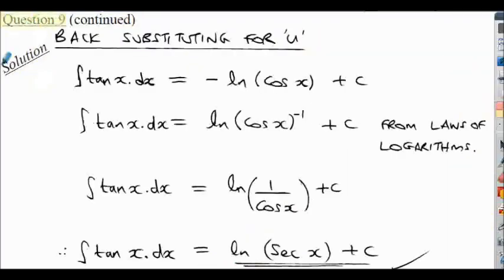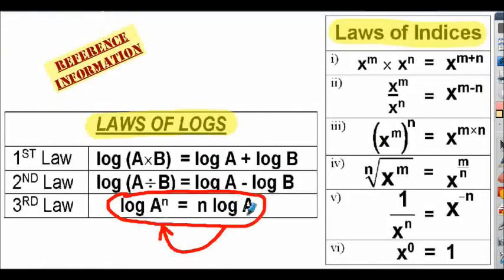And question 9, solution continued. We now back substitute for u, shown here. If you think of this as actually -1 multiplied by ln of cos x, and now we're going to use the third law of logarithms. Third law of logarithms shown here. We're moving from this form to this form.